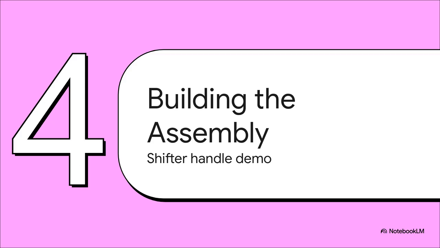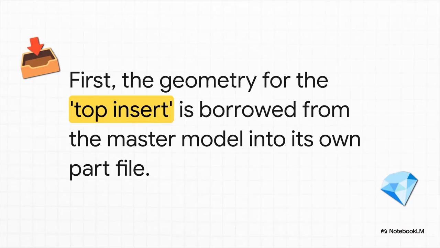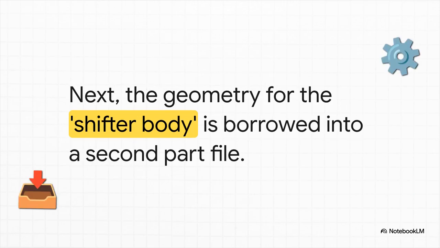Okay, enough theory. Let's actually see how this works in practice. We're going to go back to that shifter handle master model and build a real assembly right now. So first, we'll create a new, totally empty component file for that little top emblem. Then we use the wave linker, we reach into our master model, and we just pull in the geometry for that specific piece. Done. And then we just rinse and repeat. We do the exact same thing for the main shifter body, borrowing its shape from that same master file. And just like that, we have two completely separate components, but they're both intelligently linked back to our original design.